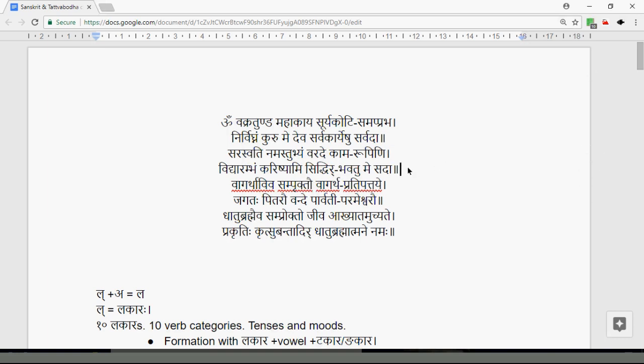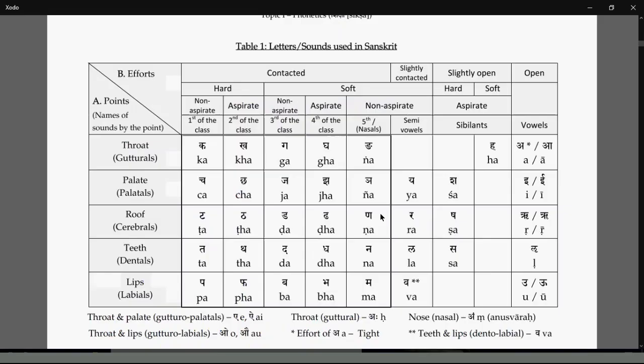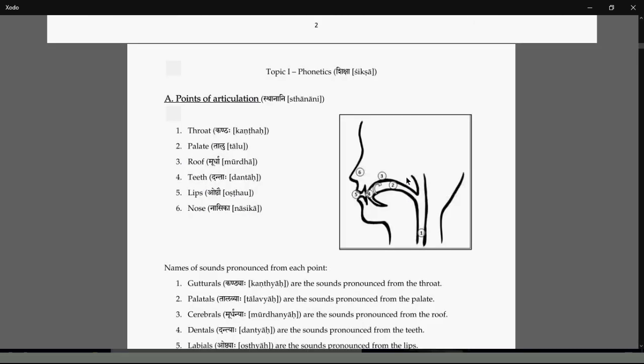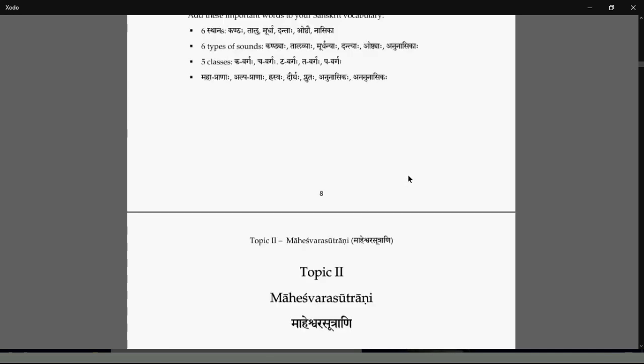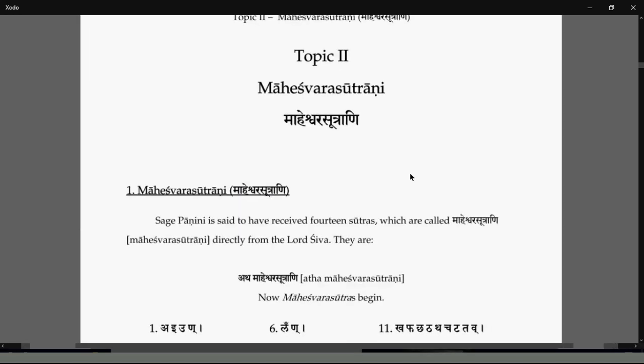Now this is just a brief introduction to that. Those who are interested can go through the chart and the rules. We'll look through the rules only briefly, so that we know how to make and what kind of letters are involved in the sandhi. For that we have to know another thing, which is the Maheshwara Sutra, to know what short forms are used, like ach or hal.